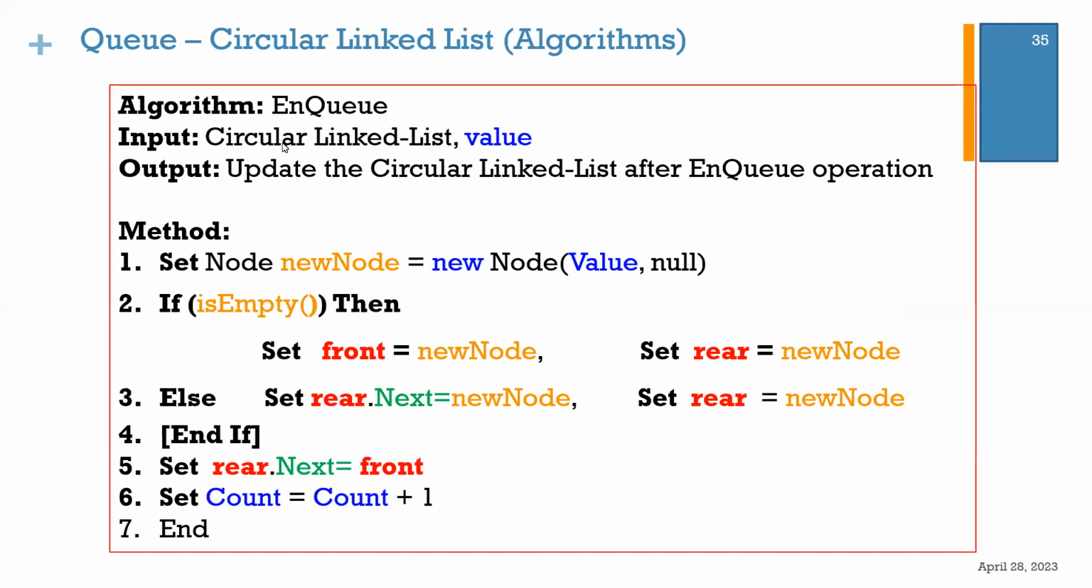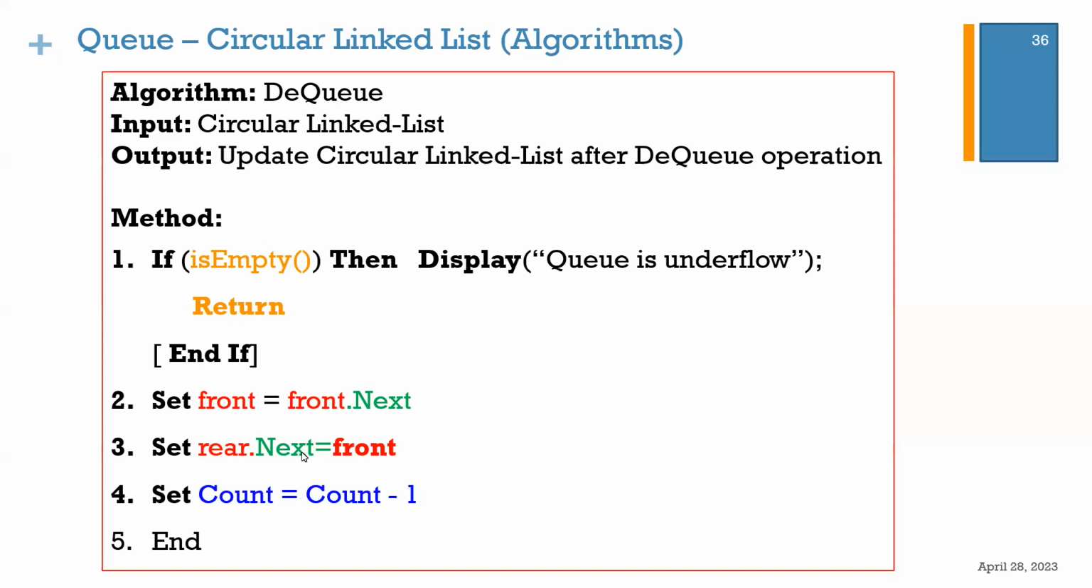So again, this is for enqueue in a circular linked list: rear.next equals front. But also for dequeue, the rear.next should point to the new front, because dequeue means remove first. Remove first will remove the first node. Now we have a new first node, so we have to change rear.next to point to the new front.